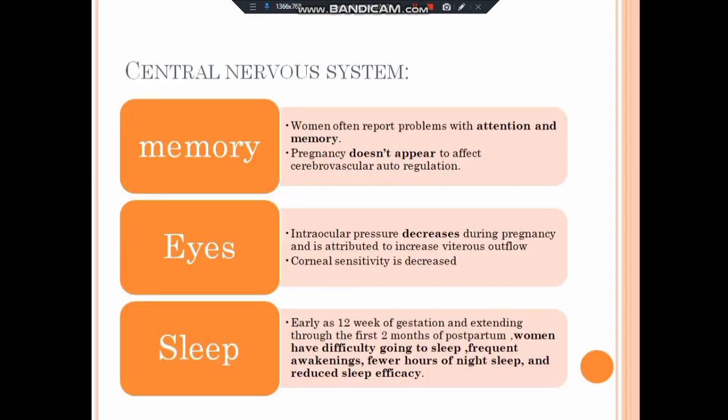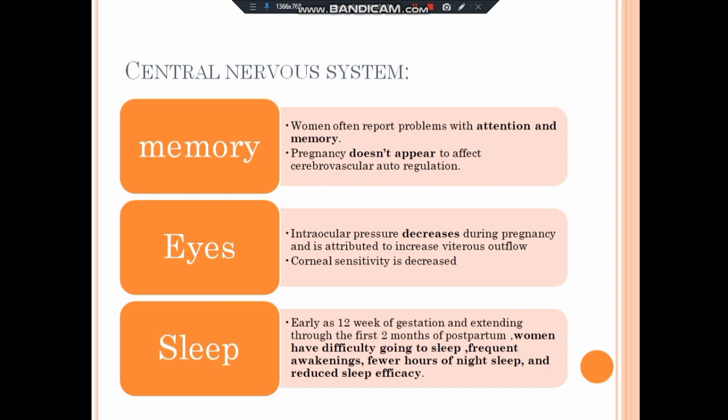Now we come to the central nervous system, the last part. We are going to end. So, memory, eyes, and sleep. In memory, women usually report problems with attention as well as memory. Pregnancy does not appear to affect cerebrovascular autoregulation. Eyes: there is a decrease in intraocular pressure, and corneal sensitivity is also decreased.